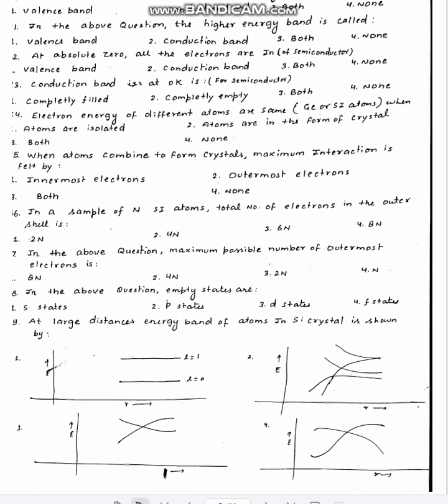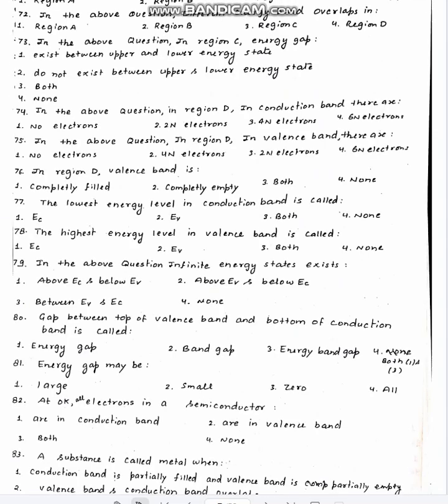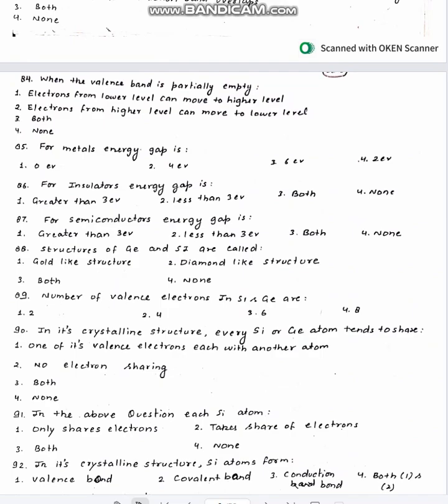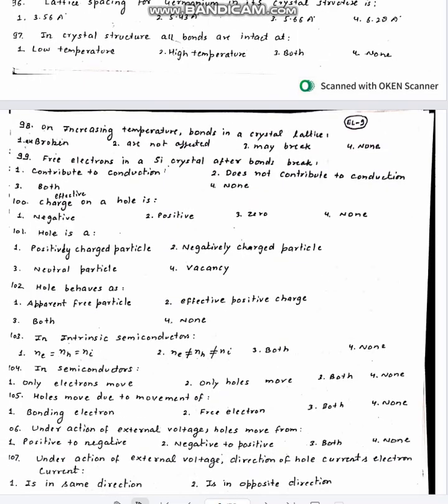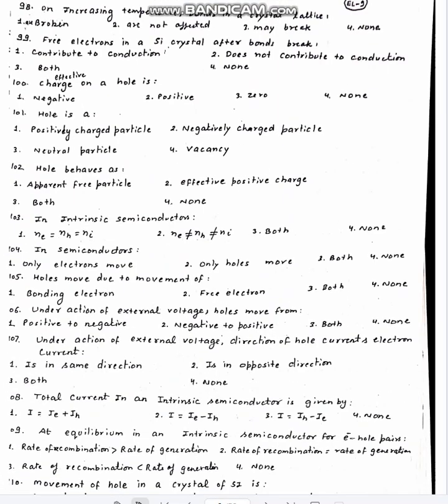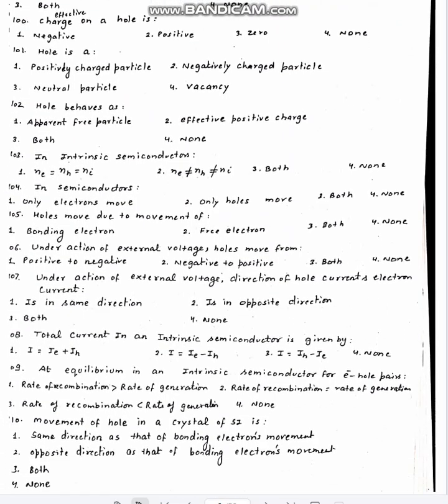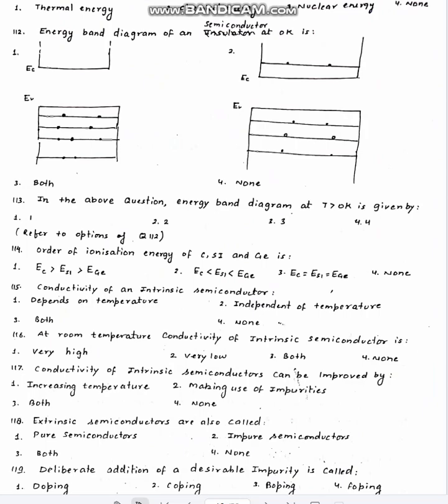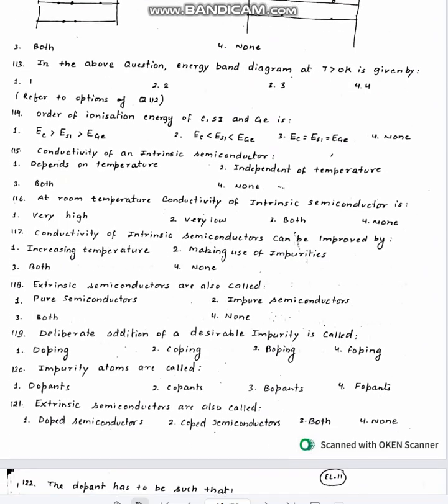At 0 Kelvin, there are energy band diagrams of different metals. Then there are different regions ABC and AEC and ED. Then there are questions based on energy gaps. Then there are questions based on holes and electrons, intrinsic and extrinsic charge carriers, total current. Then there are questions on energy band diagrams of semiconductor at 0 Kelvin. Then questions on ionization energy.